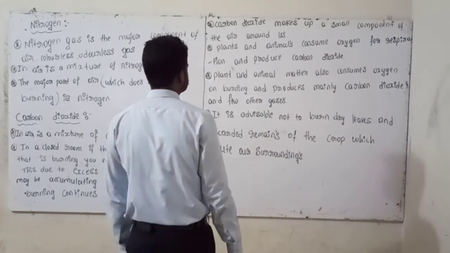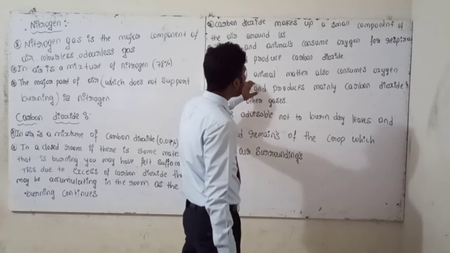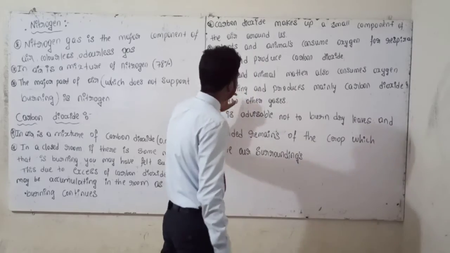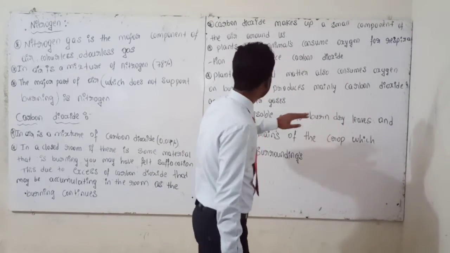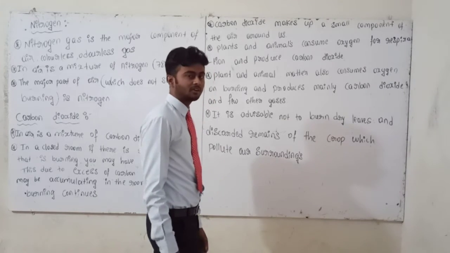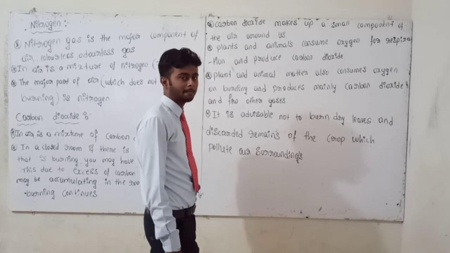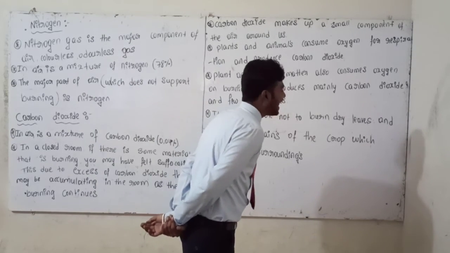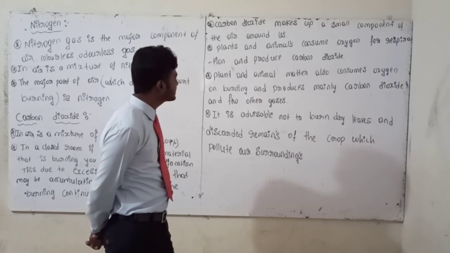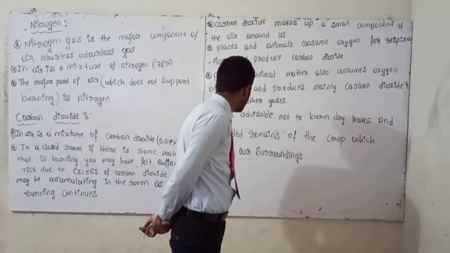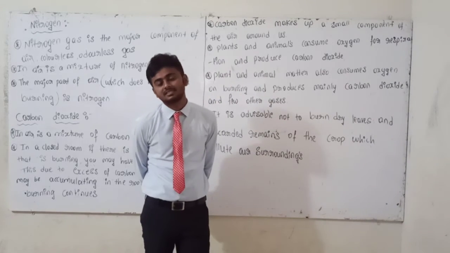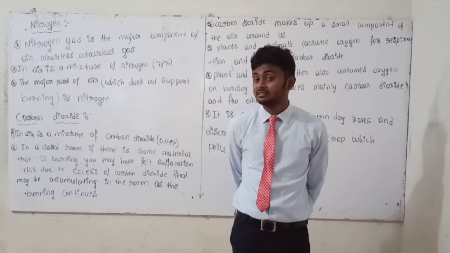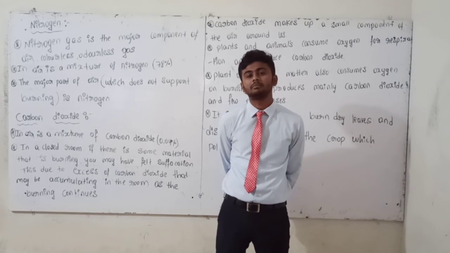Matter also consumes oxygen in burning and produces mainly carbon dioxide and a few other gases also. Is it advisable to burn dry leaves and discarded remains of crops, which pollutes our surroundings? So, students, please avoid those things, unnecessary burning and all.